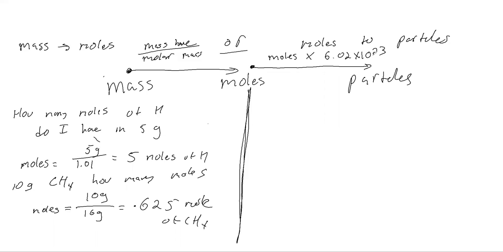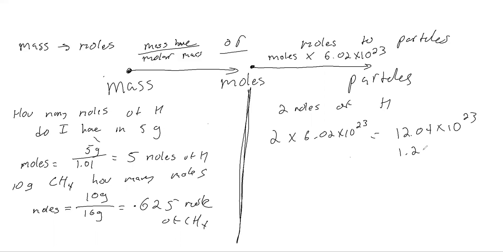Let's say in this case I have 2 moles of hydrogen, and I want to know how many hydrogen particles I have. Well, because I have moles and we're going to particles, we're going to take my number of moles times that 6.02 times 10 to the 23rd. And I'm going to get that I have 12.04 times 10 to the 23rd power, or if you wanted to write this, it'd be 12.20 times 10 to the 24th particles of H2O.